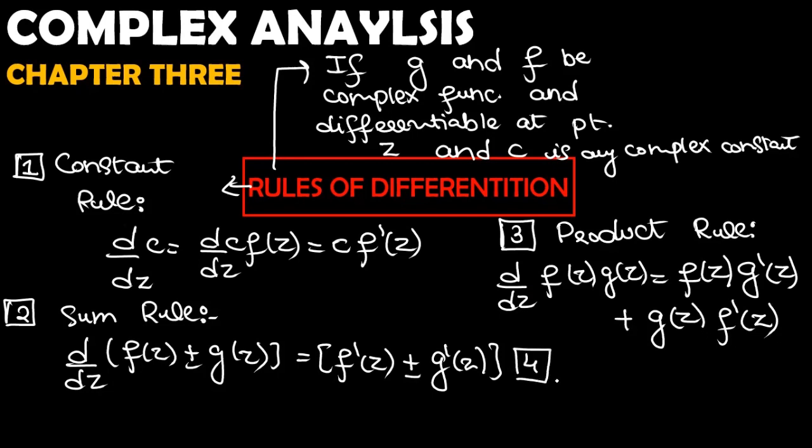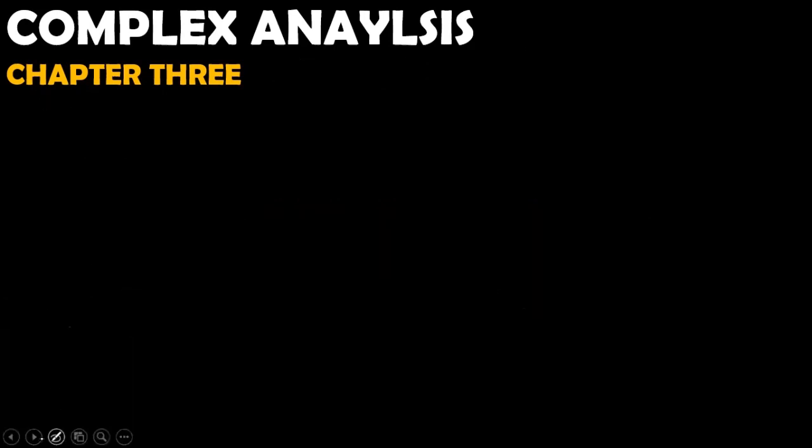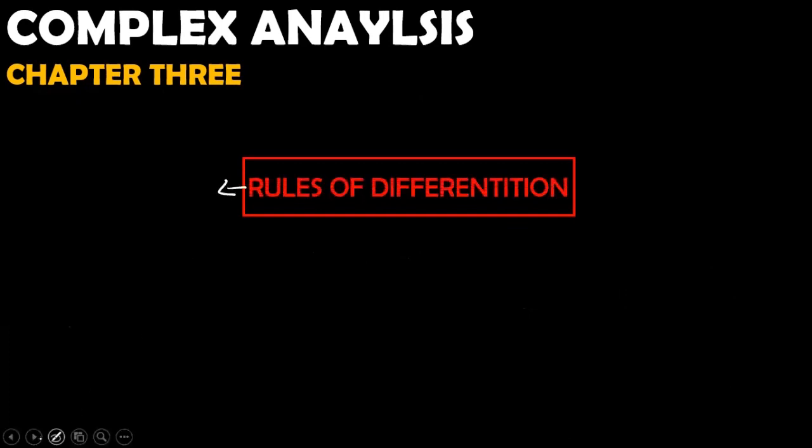Number 4 is the power rule. If we have to take the derivative of a function f of z having some power n, then the power comes to the front, and we get f of z to the power n minus 1, subtracting 1 from the power. Then we again take the derivative of f of z.